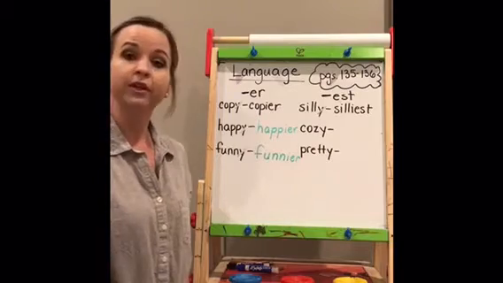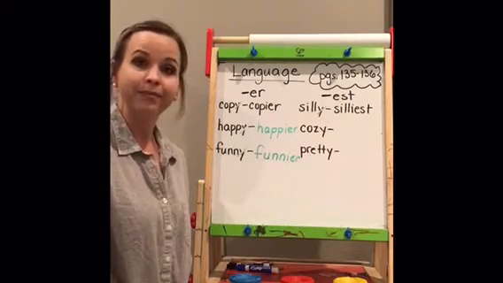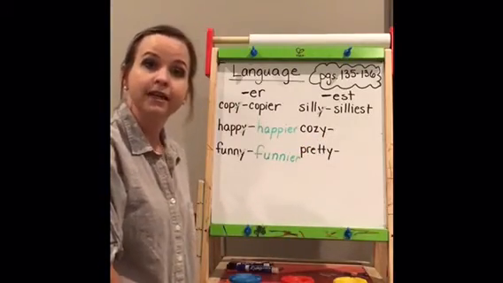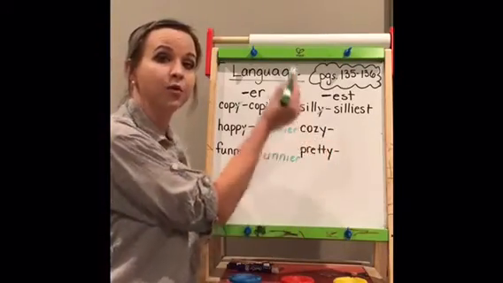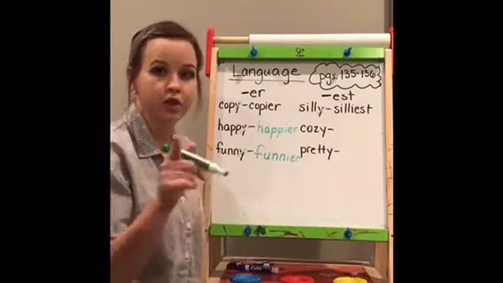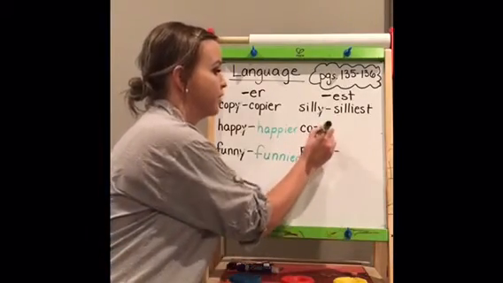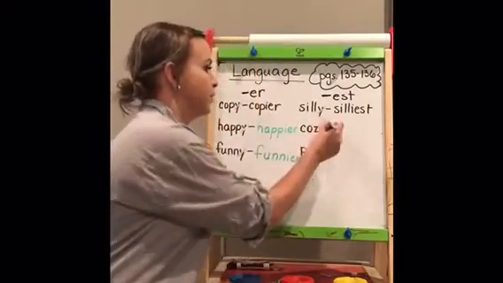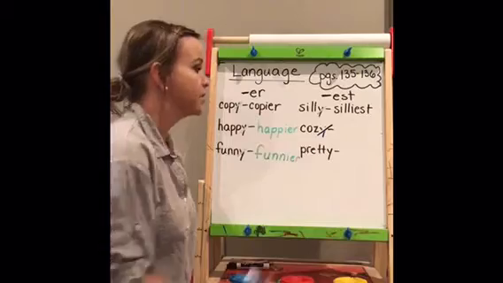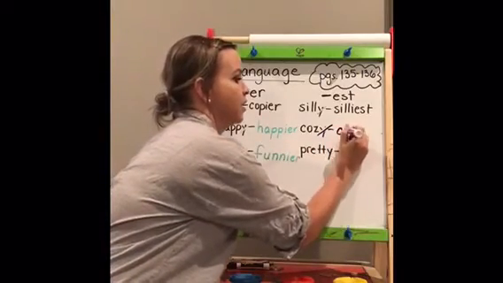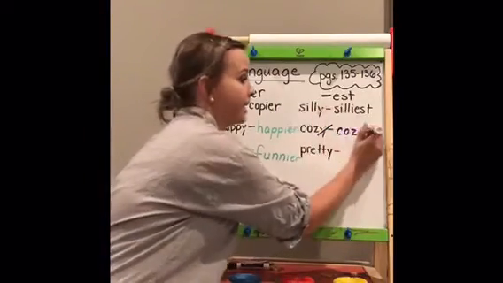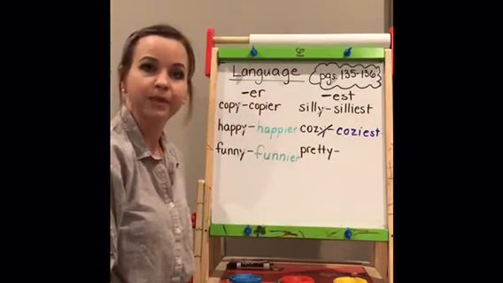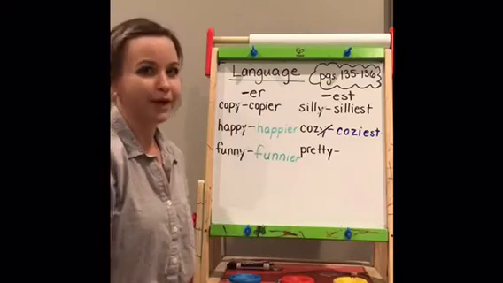So let's take a look at our next word, cozy. We want to add EST to make it coziest. It ends with a Y, so what do we need to do to the Y? Change it to an I, okay? So when we write, my marker's not working. We want to change it to an I, so it becomes C-O-Z-I-E-S-T. Very good.